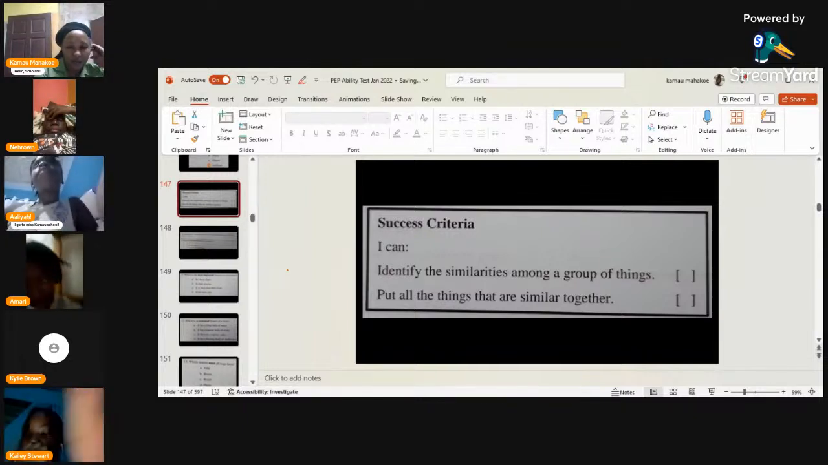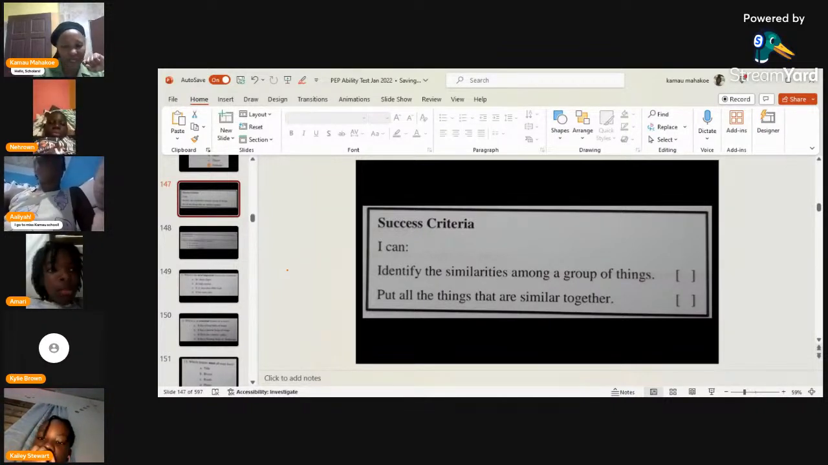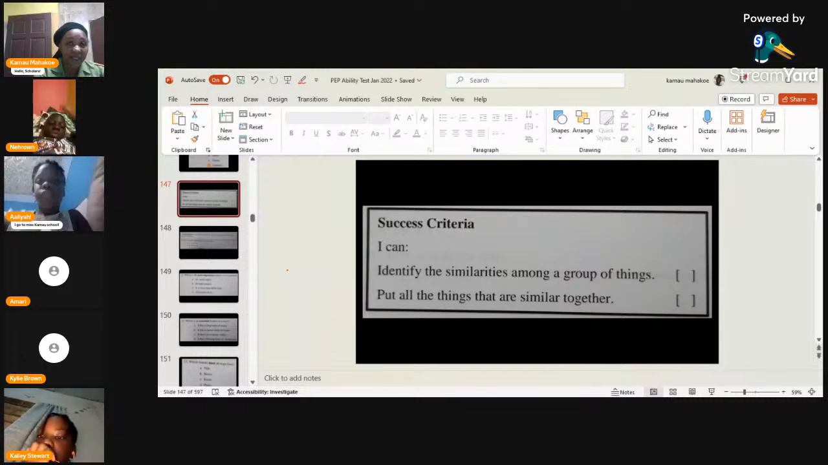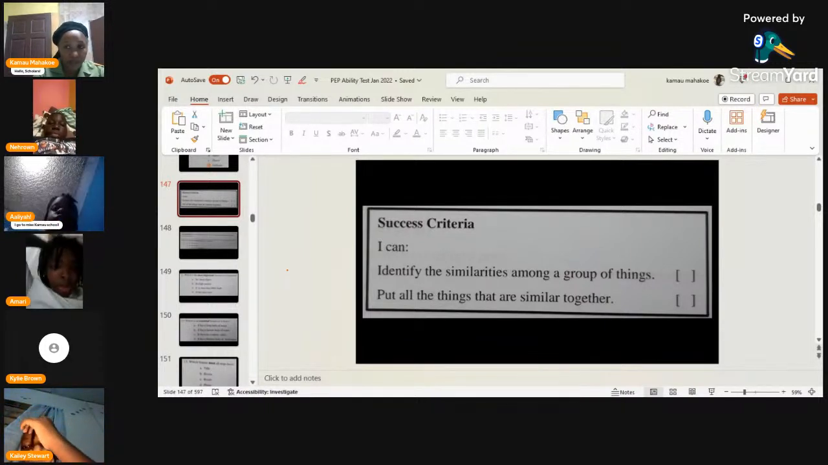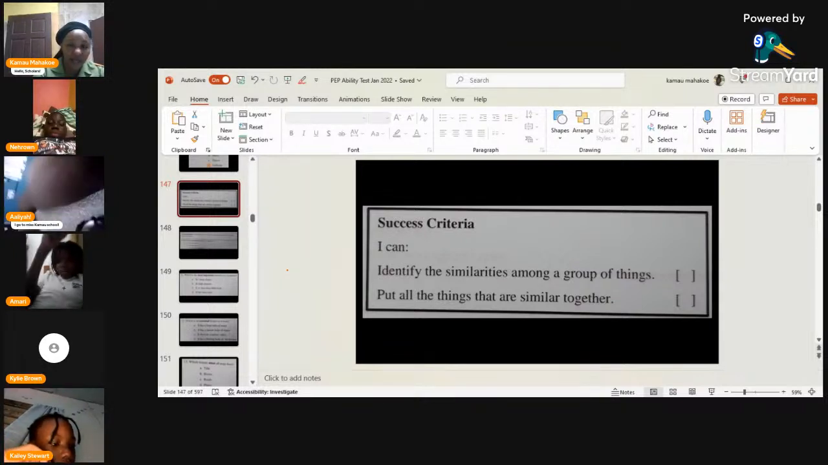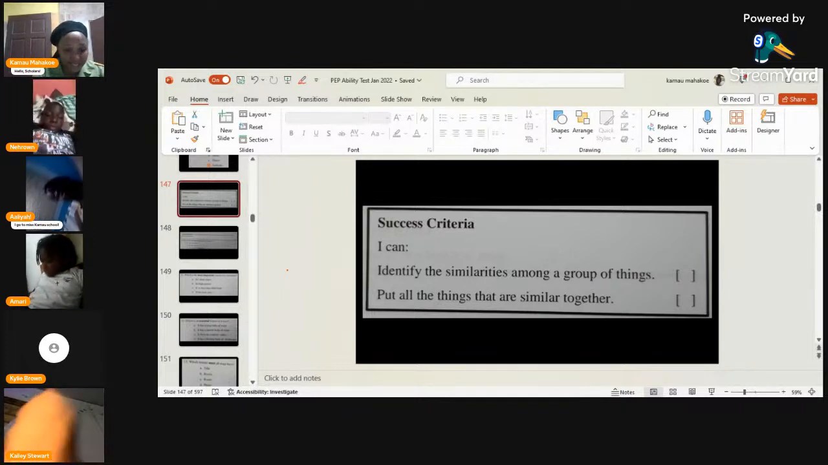So, success criteria: we should be able to identify the similarities among a group of things and put all the things that are similar together, right? Remember, when you are doing these exams, the questions are specifically set. They don't just grab the questions out of the air. They are specifically set to test for specific skills based on how the syllabus is set up. Certain skills and competencies you must have, and so the questions are structured to test if you have those skills.